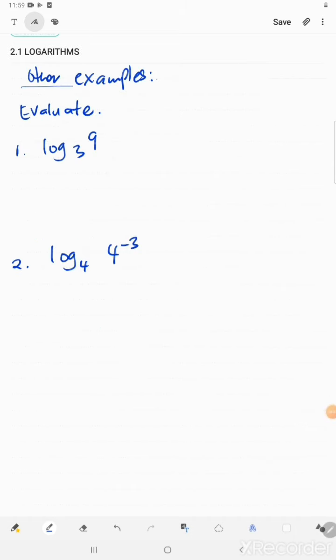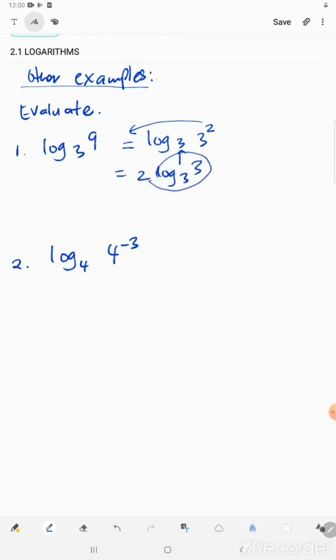Okay, other examples we have here. Evaluate number 1, log 9 base 3. To solve this, we know that we have base 3 and we have 9, so change 9 to 3 power of 2, and you can bring 2 in front, so it will be 2 log 3 base 3, and we know that this part is actually equal to 1. The answer is equal to 2.